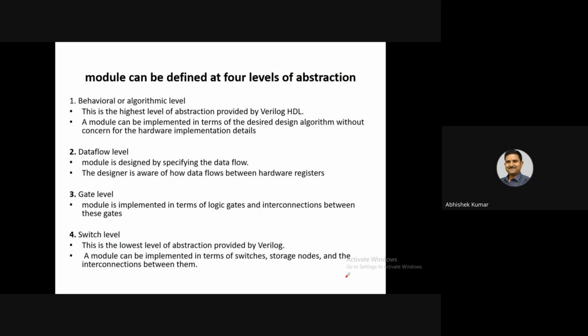And remember, these are listed in order of priority. The top priority is the behavioral model. The second priority is the data flow. The third priority is the gate level, and the lowest priority is the switch level model.